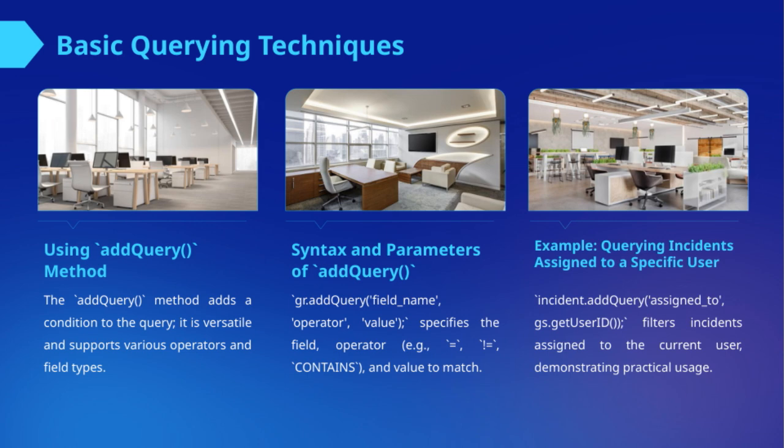The addQuery method requires 3 parts: the field name, the operator, and the value. For instance, you might use addQuery(field name, operator, value). The operator can be things like equals, or contains depending on what you're trying to match. What's important to remember is that addQuery adds a condition to your overall query. It's very versatile because it supports various operators and field types, allowing you to create complex and precise searches. Connecting this to the overall theme, mastering addQuery is key to effectively querying data within ServiceNow, enabling you to filter and find exactly what you need efficiently.